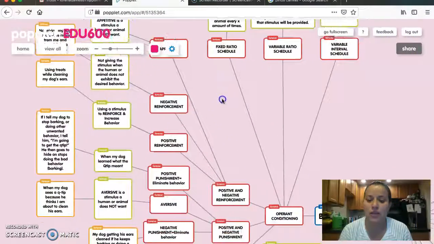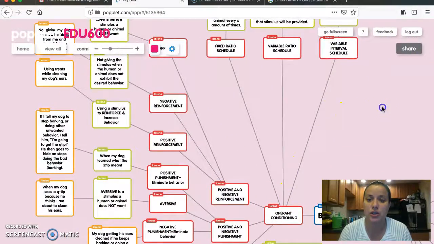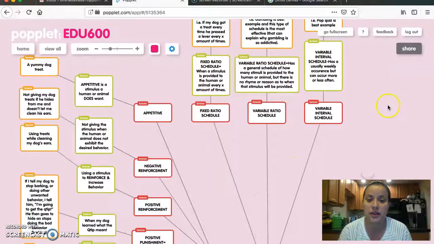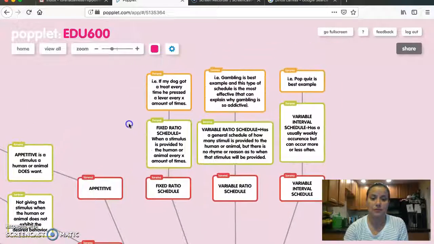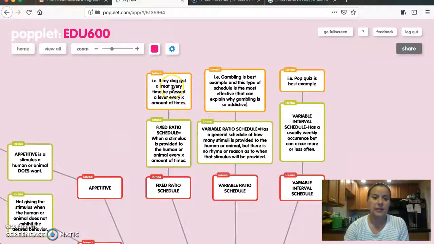Now we're going to go over here under operant conditioning to the schedules. First one is the fixed ratio schedule. It's when a stimulus is provided to the human or animal every X amount of times. Here, I'll zoom in. For an example, if I gave my dog a treat every time he pressed a lever, he would be pressing that all day long.